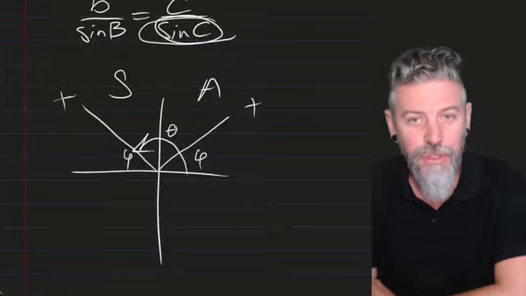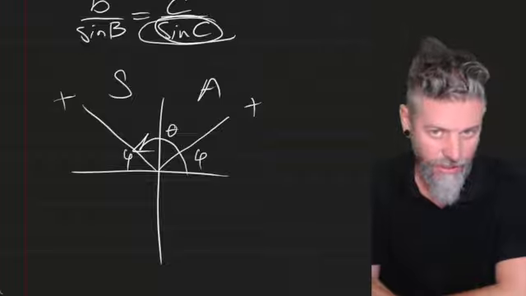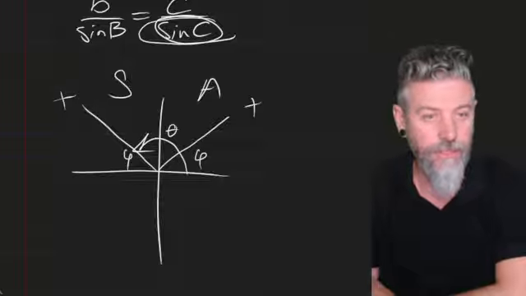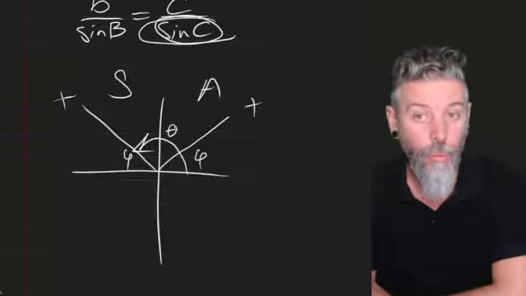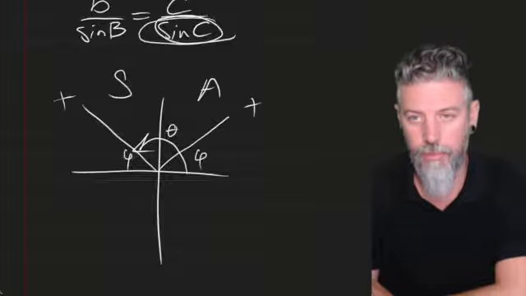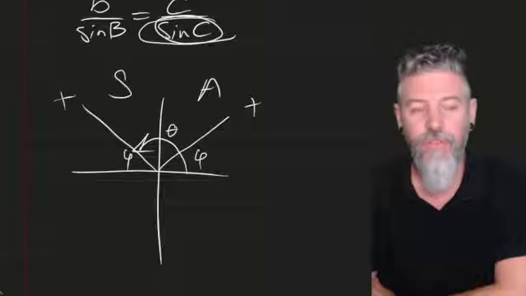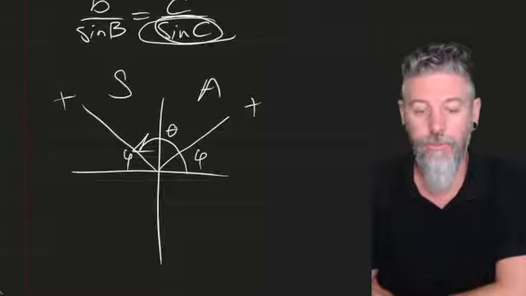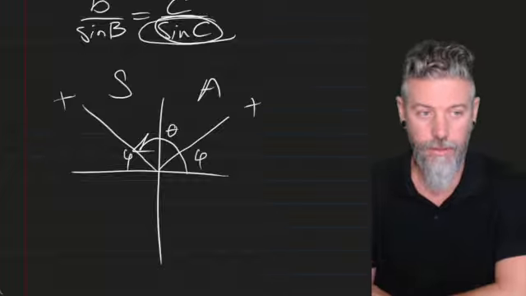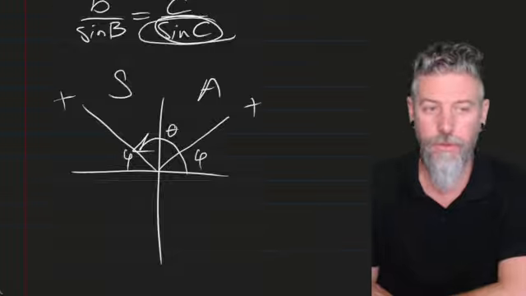So then how do we know which one we took? Did we take the sine of the acute angle, or did we take the sine of the obtuse angle? Well, we don't know. We actually can't tell, and it's ambiguous. We would have to go and seek further information from the triangle to try and work out whether or not the angle is acute or obtuse.